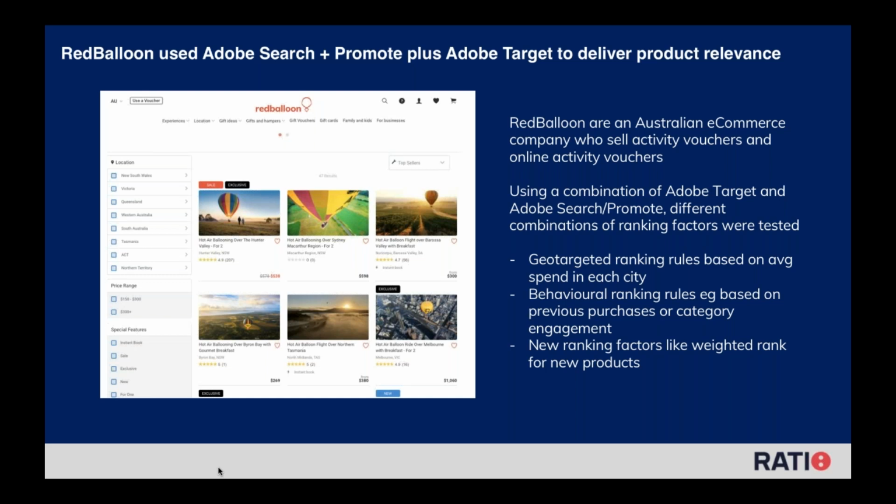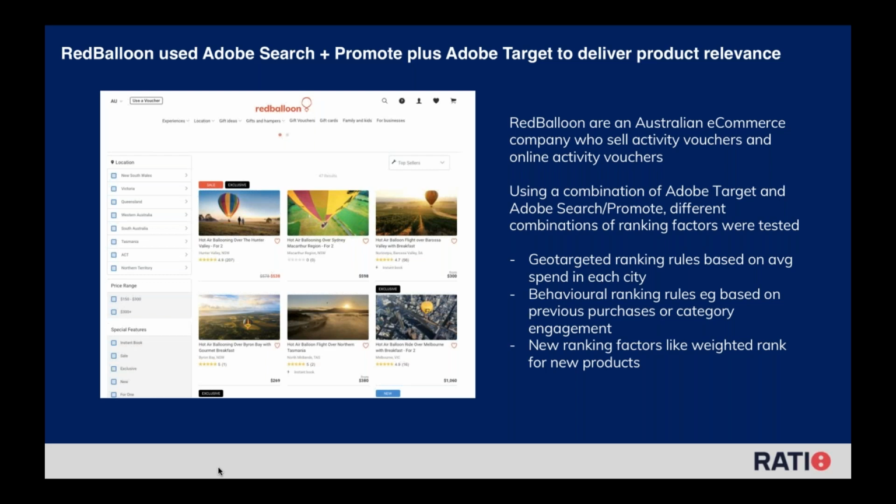This set of products by default is shown based on a product algorithm that is weighting different factors like the amount of margin that Red Balloon will get from their products, or the amount of revenue, or the historical conversion rate, and so on. So leveraging Adobe Target and Adobe Search and Promote together, we looked at how we could use personalization in order to test different ranking factors or ranking algorithms that might be better or worse for different sets of visitors.